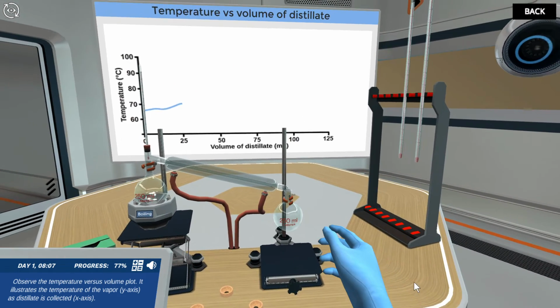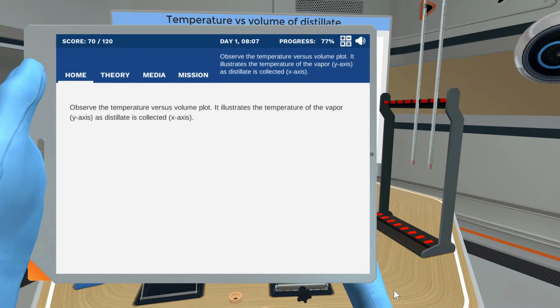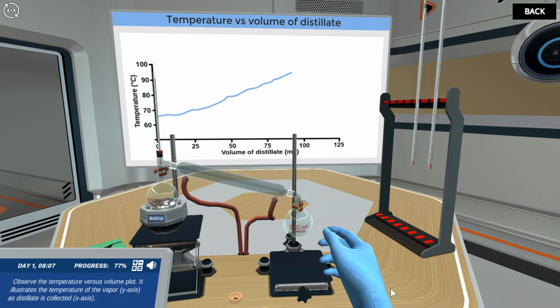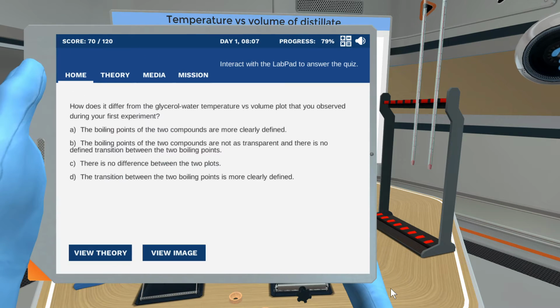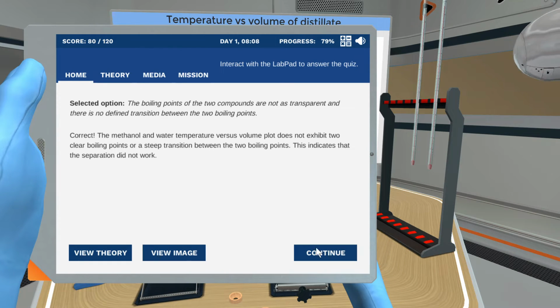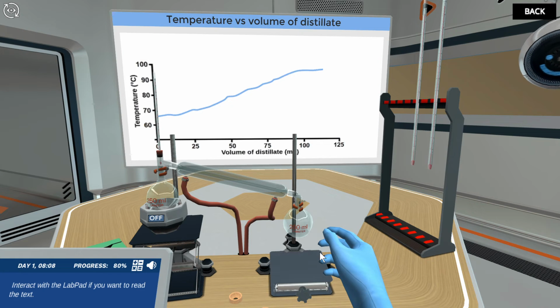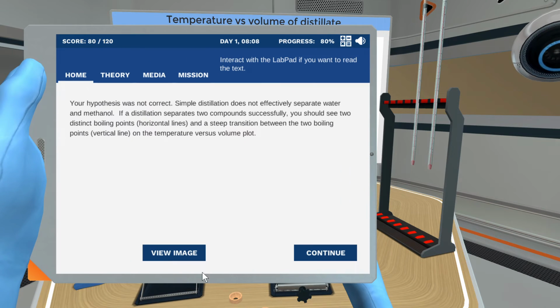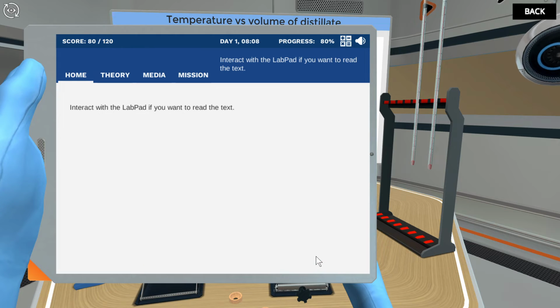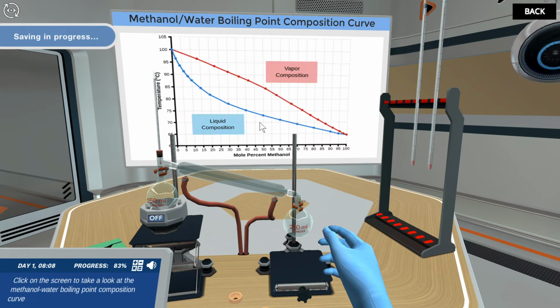Observe the temperature versus volume plot. It illustrates the temperature of the vapor as distillate is collected. How does it differ from the glycerol water temperature versus volume plot that you observed during your first experiment? Correct. The methanol and water mixture behaves differently. Your hypothesis was not correct. Simple distillation does not effectively separate the two. Click on the screen to take a look at the methanol water boiling point composition curve.